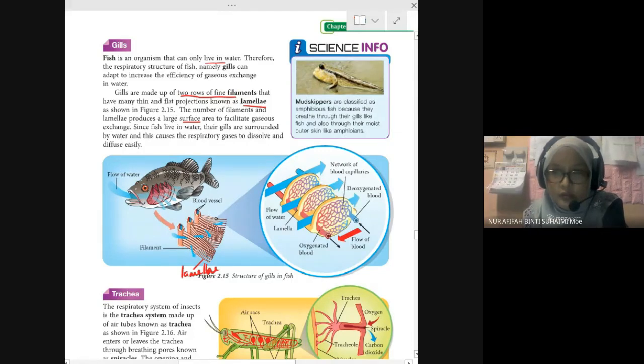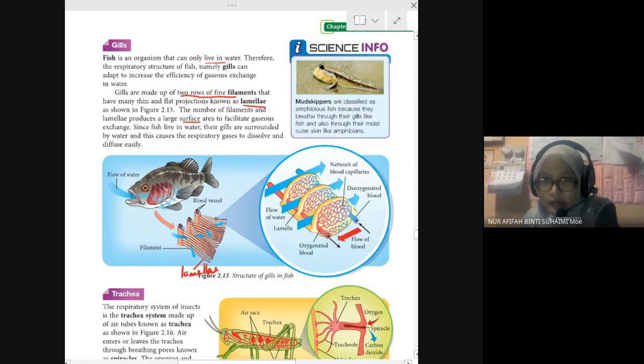Why does it have large surface area? Because it has many lamellae. Since fish live in water, their gills are surrounded by water, and this causes the respiratory gas to dissolve and diffuse easily. Because these filaments and lamellae allow the flow of water, it is easy for oxygen to dissolve into lamellae and filament, and the gas will diffuse into the blood vessel or blood capillary.